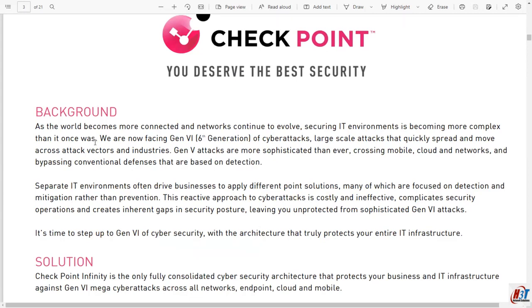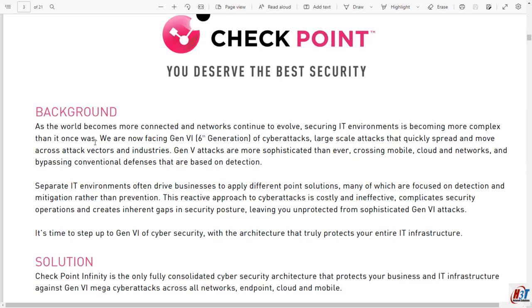as of now. As the world becomes more connected and networks continue to evolve, securing the IT networks is becoming more complex than it once was. We are now facing the sixth generation of cyber attacks, which are basically large scale attacks that quickly spread and move across attack vectors and industries. And these Gen 6 cyber attacks are more sophisticated than the earlier version, which was the Gen 5 attacks. Now they are crossing mobiles, clouds, and networks and bypassing conventional defenses that are based on detection.